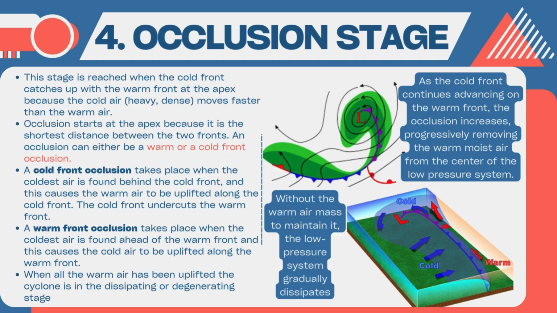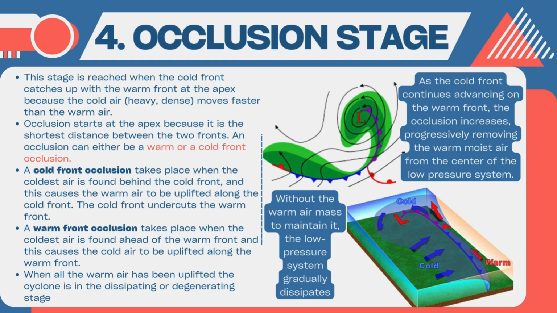So here's the difference. Firstly, the cold front occlusion takes place when the coldest air is found behind the cold front, and this causes the warm air to be uplifted along the cold front. Then the cold front undercuts the warm front. Then a cold front occlusion occurs. Then a warm front occlusion takes place when the coldest air is found ahead, not behind, ahead of the warm front.